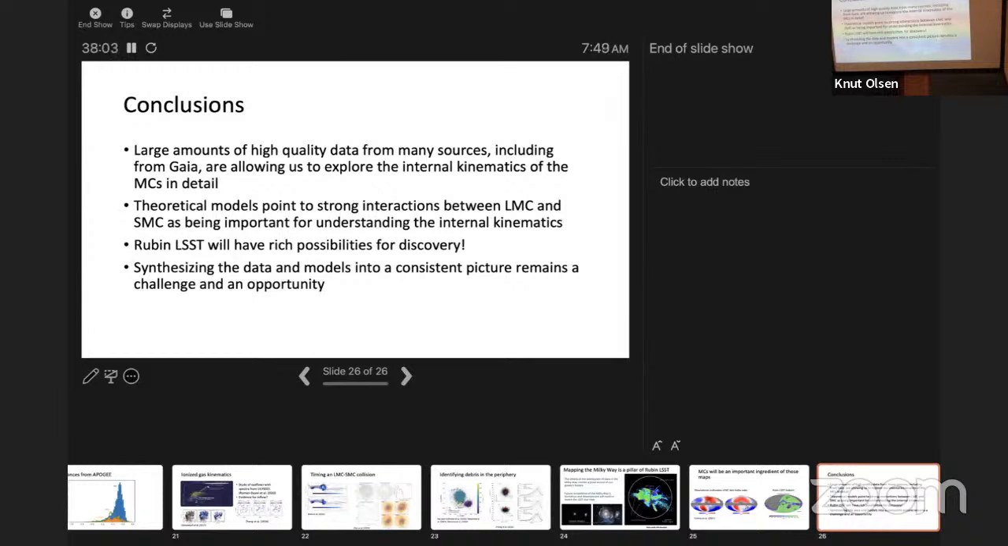Rubin is going to contribute great things here. And because there's so much data and so many simulations and models, putting together a consistent picture here remains challenging, but also an opportunity, with the kinds of new techniques that people are developing in data science and in many other fields. So thank you, and that's all I have.